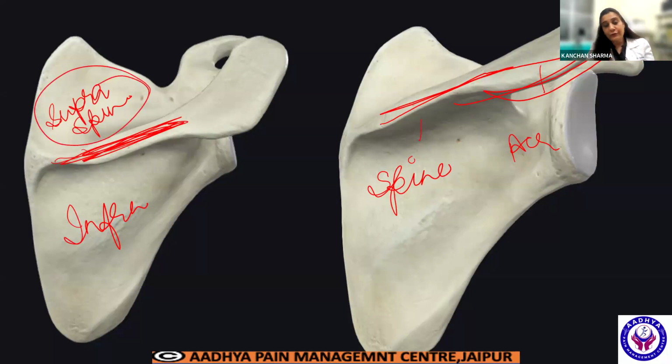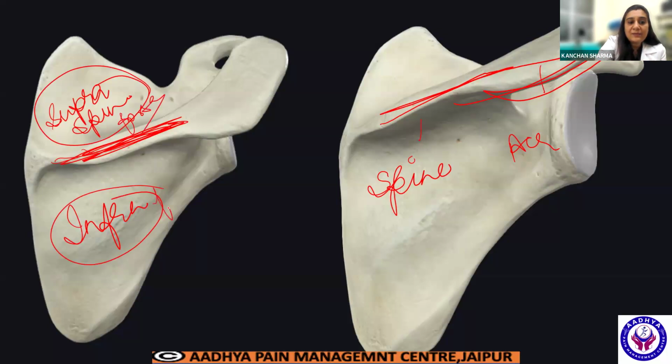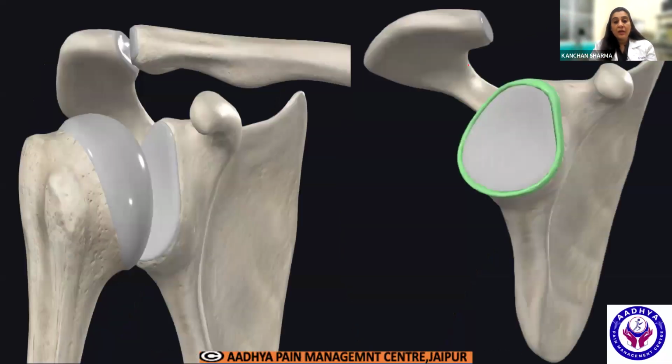Something which is inferior to it becomes infraspinatus, and this becomes the infraspinatus fossa. And this is your acromion. This is the spine, which, if I'm going towards the lateral side, broadens up to form the acromion.